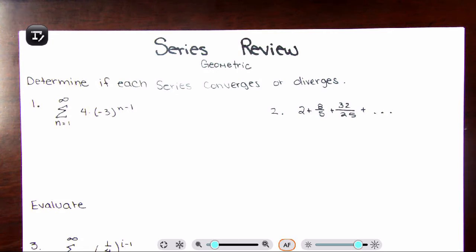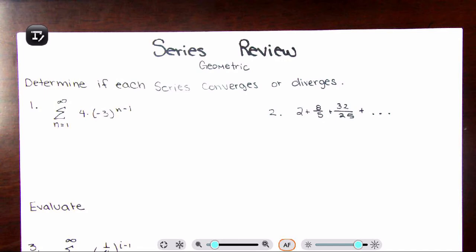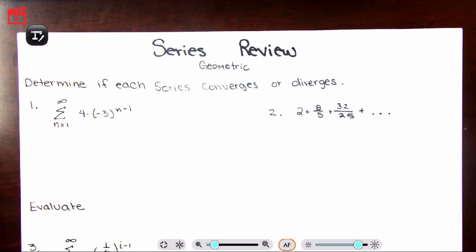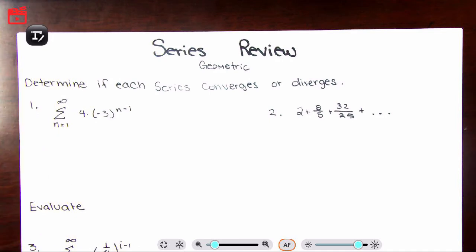Determine if each series converges or diverges. Okay, now if you notice on this one in the summation notation, you have infinity. So this is strictly for infinite series. So they go off to infinity. There is no ending to them. So it matters to us if it converges or diverges, because if it converges, that means the absolute value of R is less than 1, and we get to find what the summation is. However, if it diverges, the absolute value of the common ratio is greater than 1, and the sum does not exist.